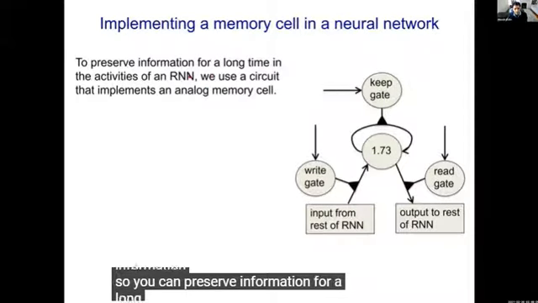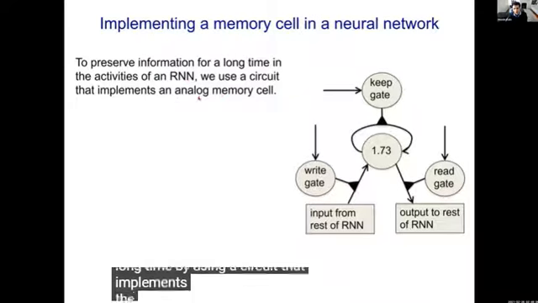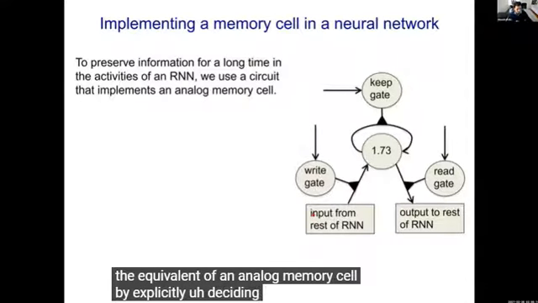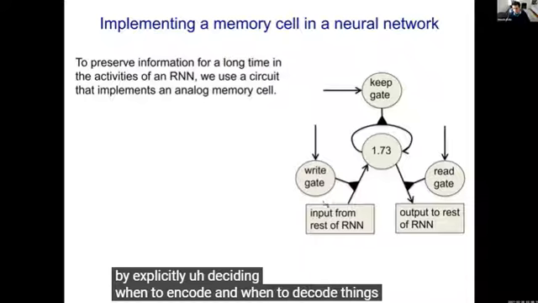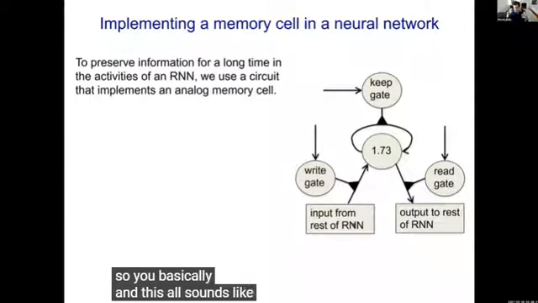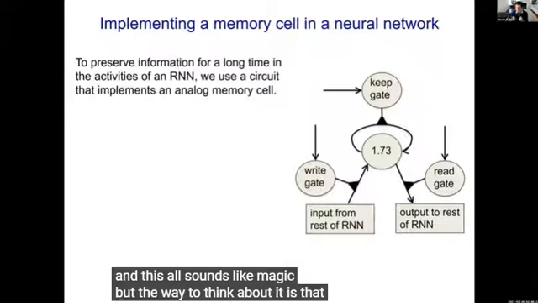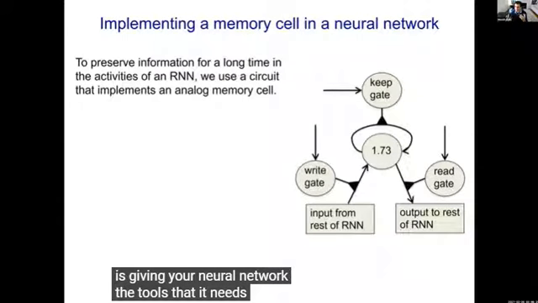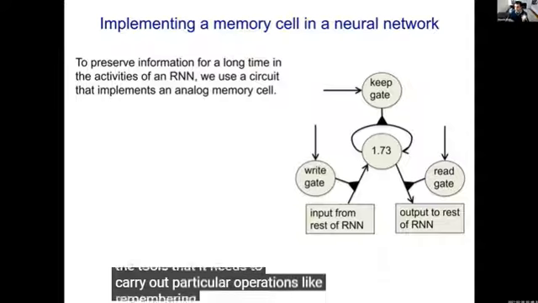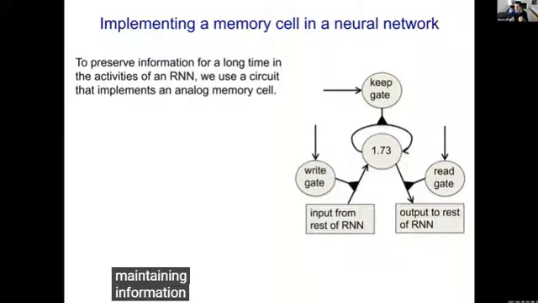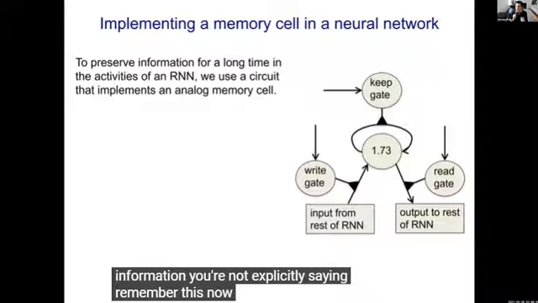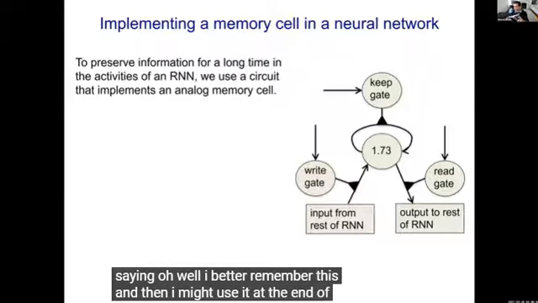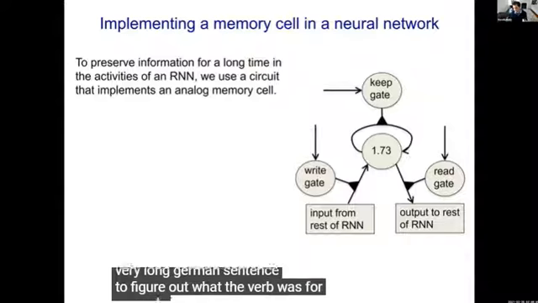So you can preserve information for a long time by using a circuit that implements the equivalent of an analog memory cell by explicitly deciding when to encode and when to decode things. And this all sounds like magic, but all you're doing is giving your neural network the tools that it needs to carry out particular operations like remembering, forgetting and maintaining information. You're not explicitly saying, remember this now, but you're giving it the capability of saying, oh, well, I better remember this. And then I might use it at the end of a very long German sentence to figure out what the verb was, for example.